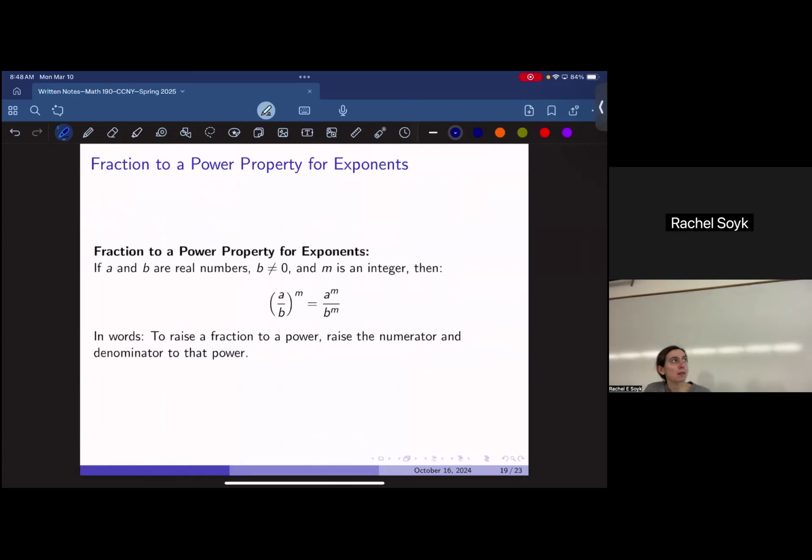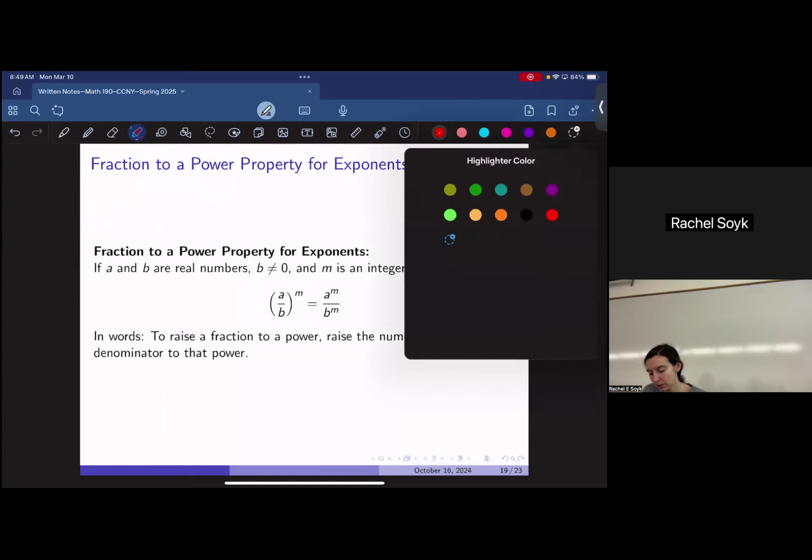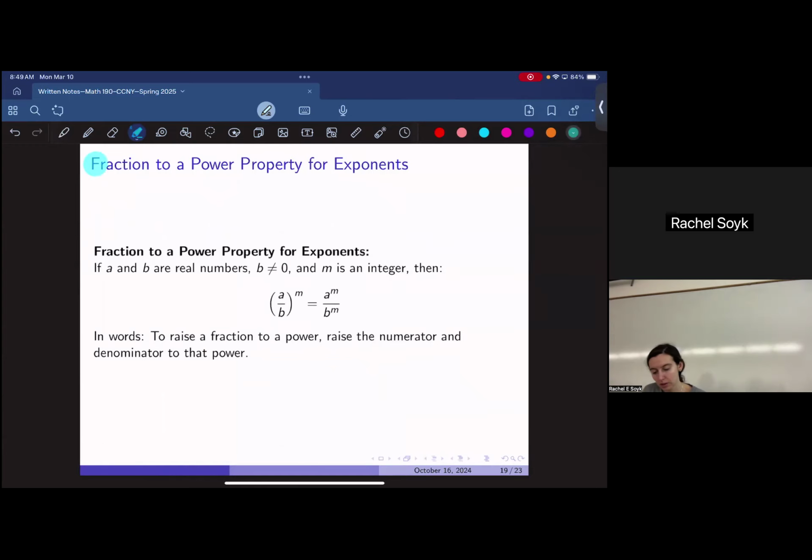And I believe this is one of our last rules, our fraction to a power property for exponents. I feel like I'm running out of highlighter colors. But in this example, it's very similar. It's just we're dealing with the fraction this time. So if we have a fraction raised to an exponent, you have to really make sure you distribute that exponent to both the numerator as well as the denominator.